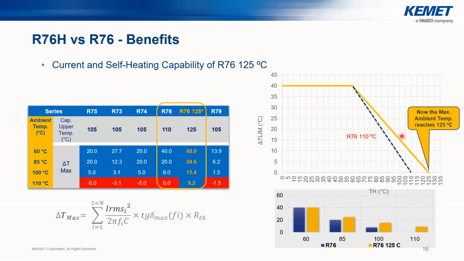But another point, let me highlight it again, is that even if your operating temperature is below 60 degrees and you have a high requirement in terms of humidity, it's also worth to consider the R76H because it will help you overcome these issues.